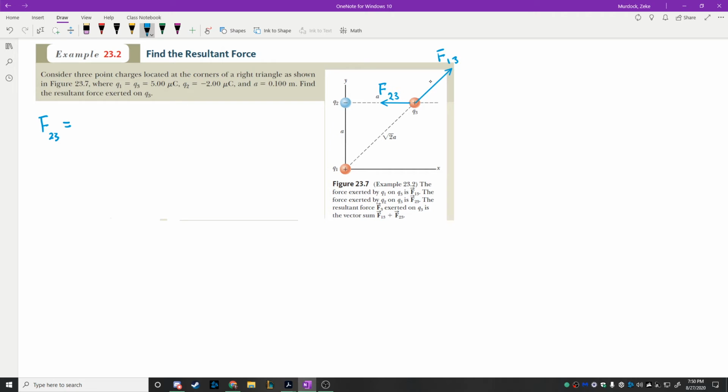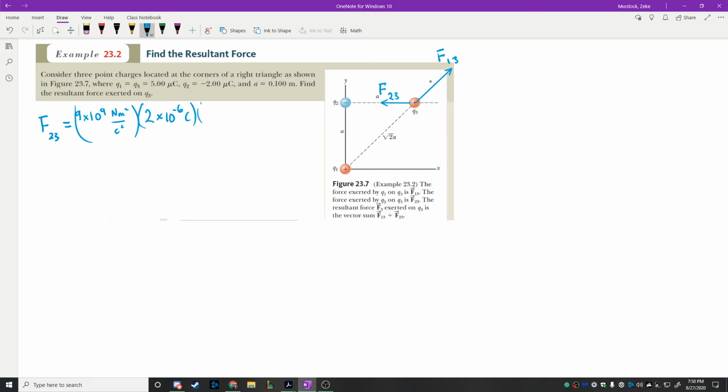So F of 2 on 3, and you guys can start calculating this if you want, is going to be our symbol K. I'm just going to immediately put in numbers since this is kind of a plug and chug kind of thing. Put a little bit of units in there too. So F of 2 on 3, we're going to do Q2 times Q3. I'm not going to worry about the negative sign when I do this. Okay, it's going to be 2 microcoulombs. And we'll actually write out what micro is. So 2 times 10 to the negative 6.